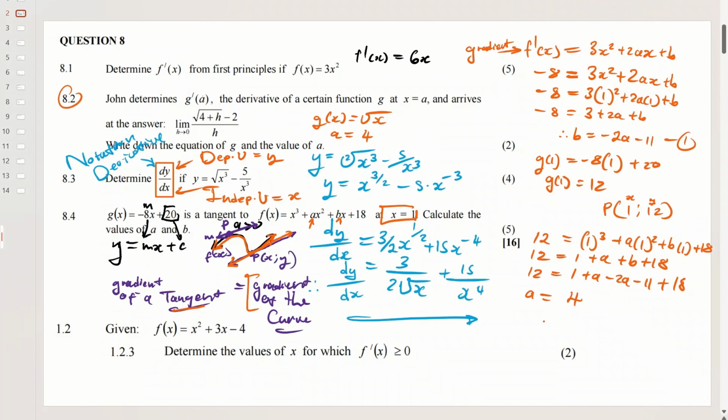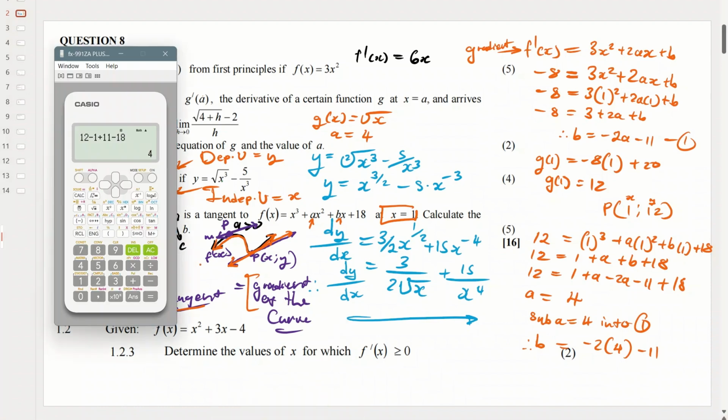So now to find the value of b, simply substitute a equals 4 into equation 1. So we're going to say now, therefore, your b is negative 2 into 4, and then minus 11. So let me see what we have there. So now let's confirm that: 12 minus 1, and then minus 11 minus 18. Yes. And then this will give us negative 2 into 4 minus 11. This is negative 19.